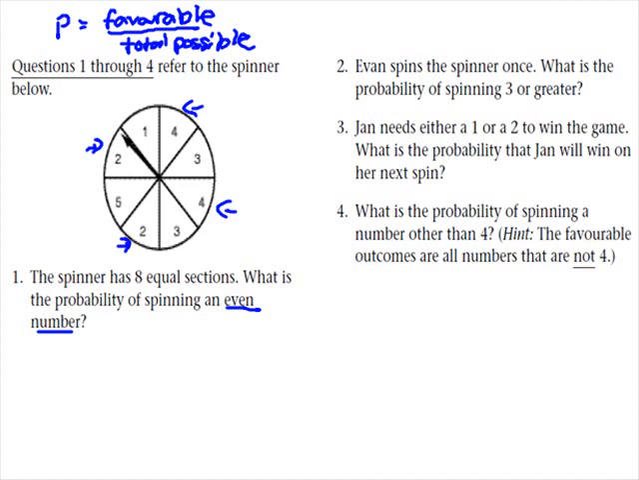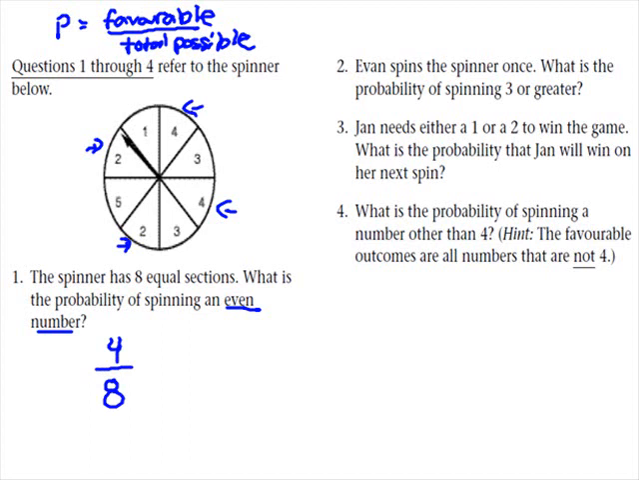When I look at the spinner, I see 4 different choices for even numbers. There are 2 2s and 2 4s. So my favorable outcomes would be 4. And my total possible outcomes are 8. There are 8 different sections.